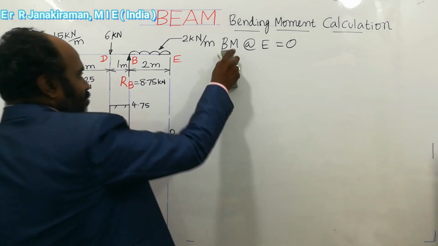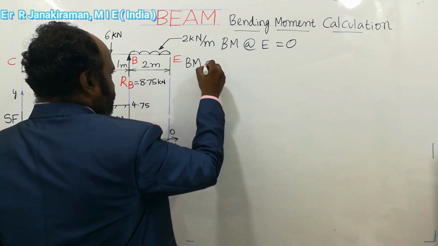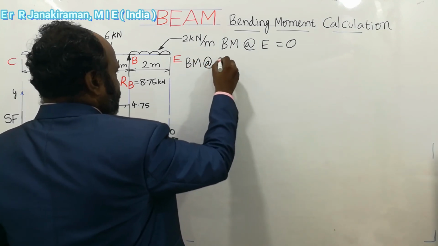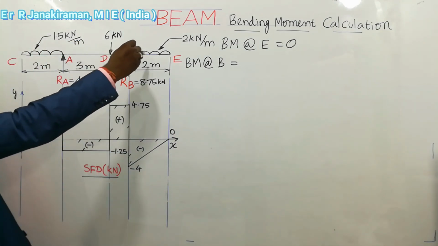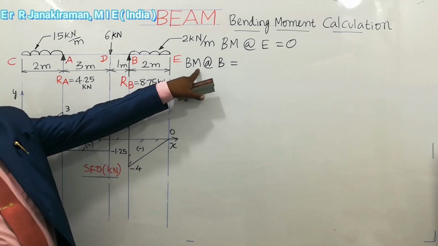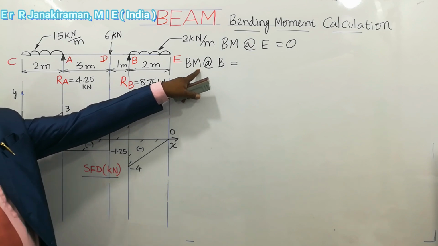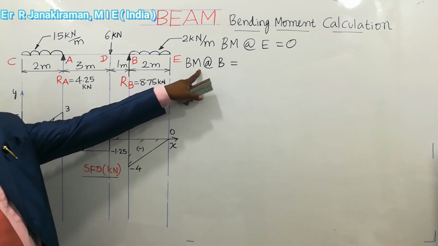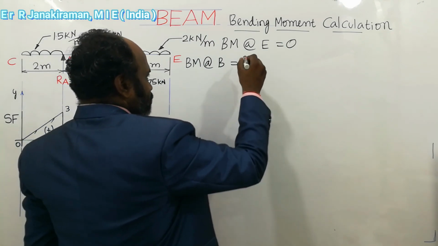Next, the bending moment at point B. Look at what load is before B. That is the UDL load, 2 kN per meter. This is a bending moment, so moment means WL square by 2, not like shear force. Moment means force into perpendicular distance, so the unit must be kilonewton meter. So the value for bending moment at point B is WL square by 2.